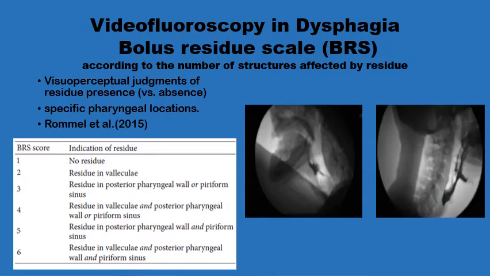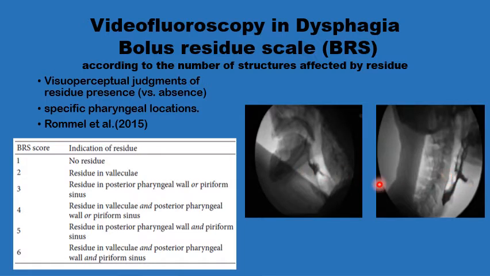In addition to the use of video fluoroscopy in the quantification of aspiration by the penetration aspiration scale, video fluoroscopy is employed in the assessment of dysphagia and quantifying it by the use of several scales, the simplest of which is the Bolus residue scale, which quantifies dysphagia by the presence or the absence of a retained pharyngeal bolus in 3 specific sites, either the vallecula, the piriform sinuses, or the posterior pharyngeal wall.